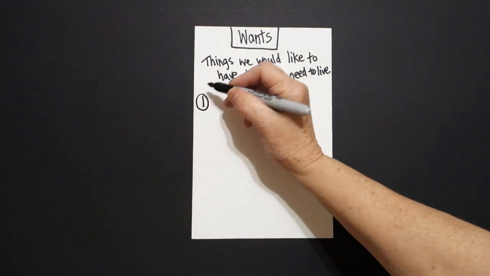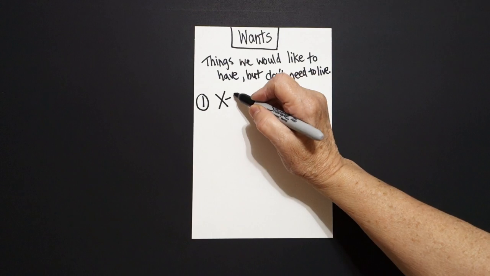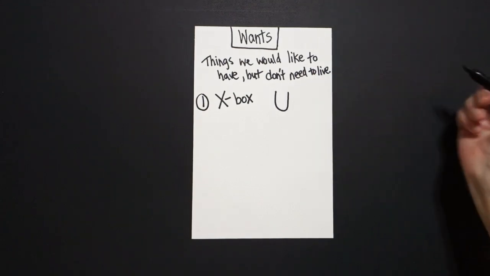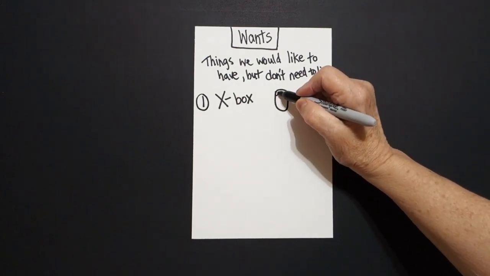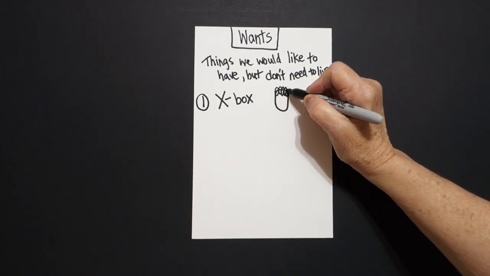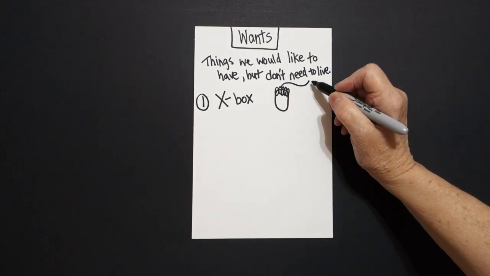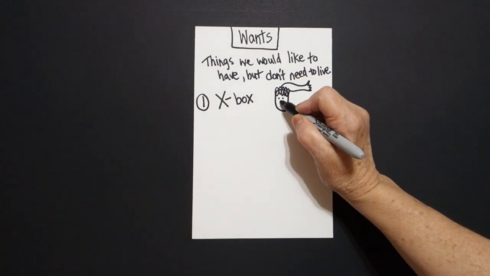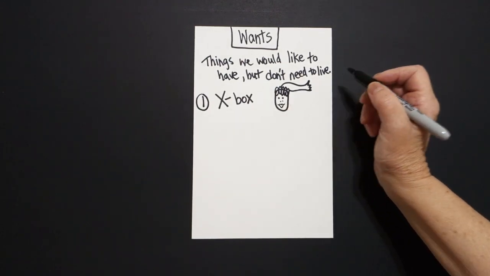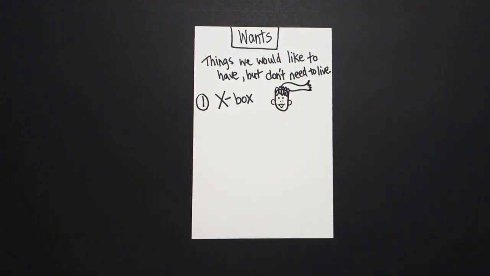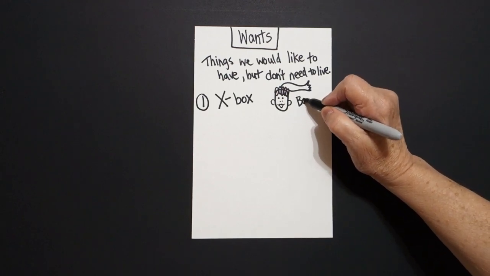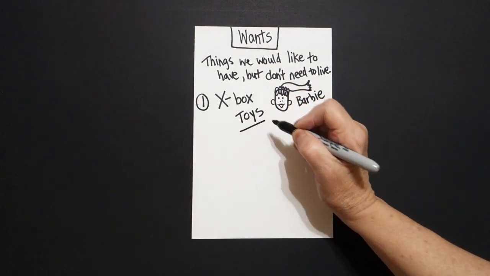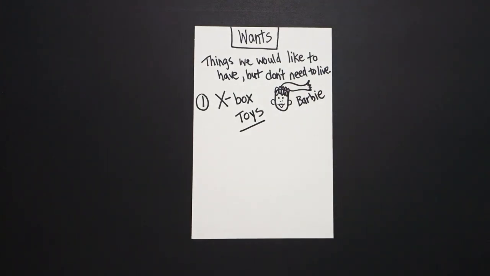Number one, put a circle around it. It would be great to have an Xbox. Spell it out. Over here, draw the letter U, curve line on top, curve line, curve line, big curve line out, zigzag, zigzag, big curve line in, dot, dot, dot, dot, little curve line up, down, curve line out, curve line out, in, connect. It would be great to have a Barbie. It would be what I would want, toys. But I don't need these to live.